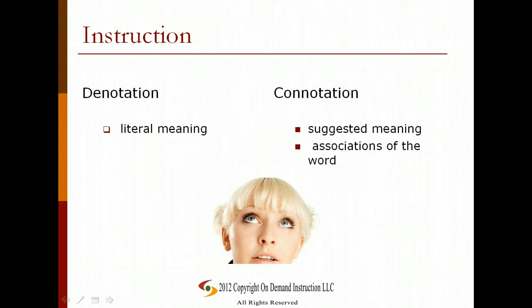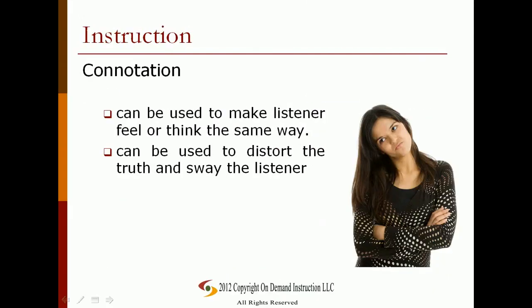Denotation is the literal meaning of a word. Connotation is a word's suggested meaning and the associations that the word has. A speaker can use the connotation of a word to make the listener feel or think the same way. If a speaker uses connotation to distort the truth and sway the listener, this is a dishonest use of connotation.